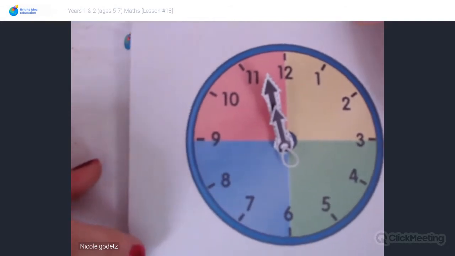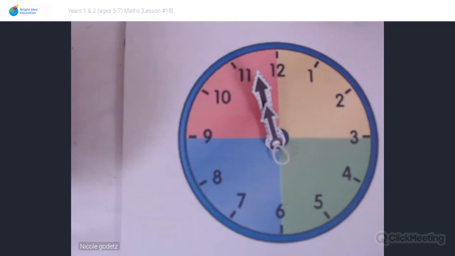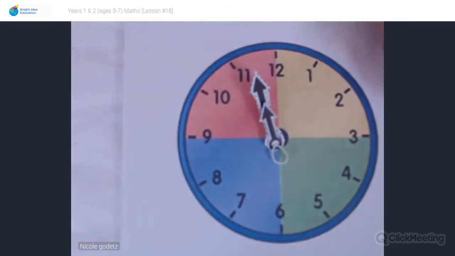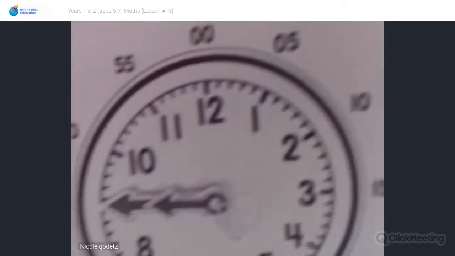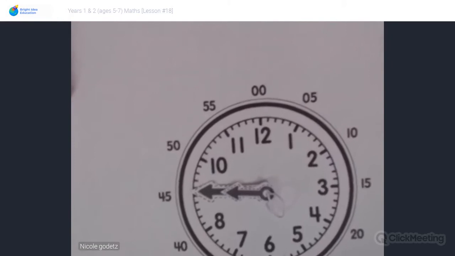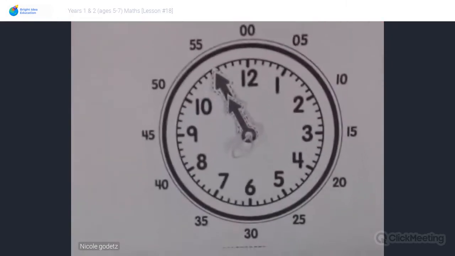Now, we've been doing work on fractions, so we have been thinking about halves and quarters. And we can see that this circle has been divided into quarters, 4 quarters, a red quarter, yellow, green, and blue. Okay. Each quarter is how many minutes? If the whole is 60 minutes, how many minutes is each quarter? Let me put that clock back in to help you. How many minutes is each quarter?